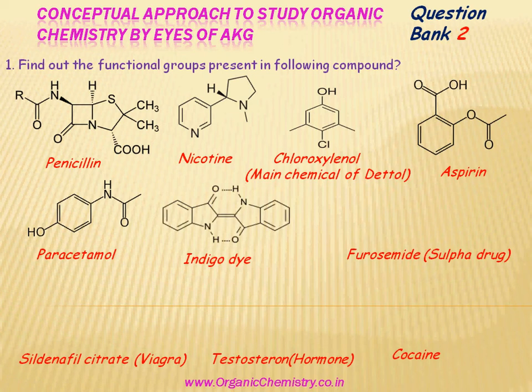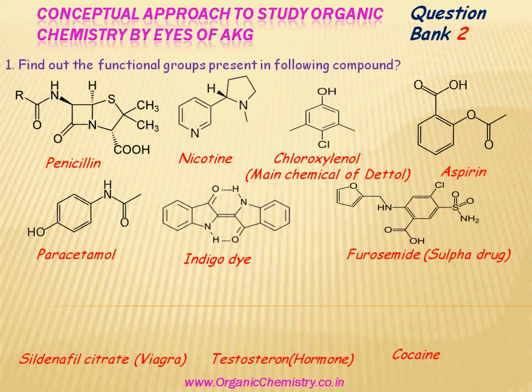In case of indigo dye, here CCOC, this particular part is ketone. CNHC, this particular part is secondary amine. Here again CCOC, this part is ketone. CNHC, this part is again secondary amine, and in this case there is a carbon-carbon double bond, that is alkene, along with the molecule having a benzene ring.